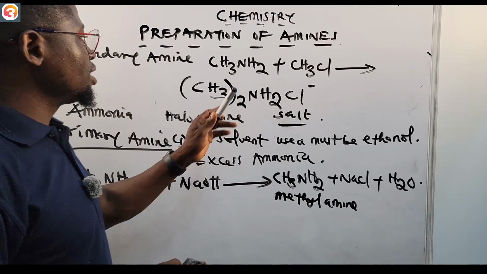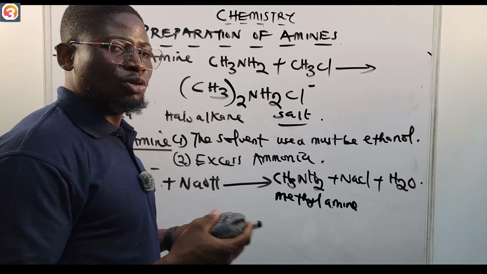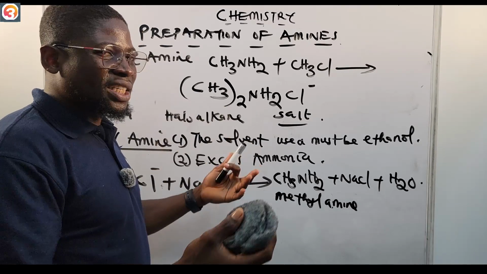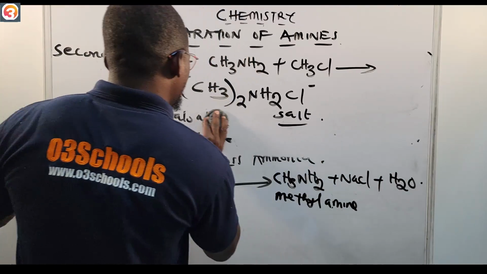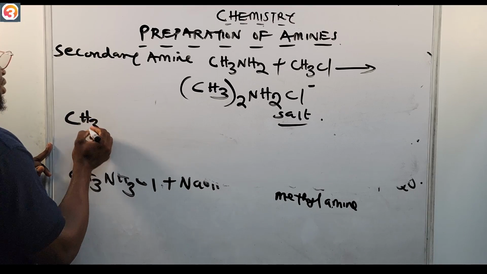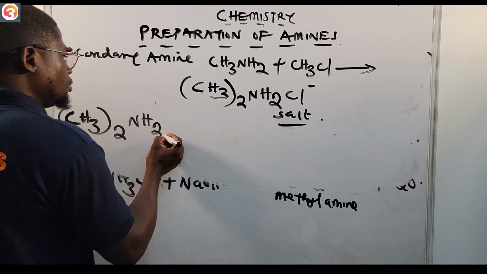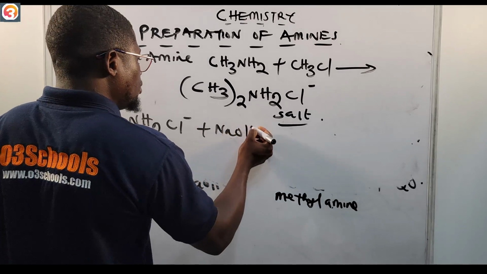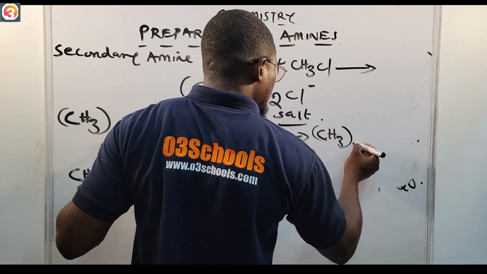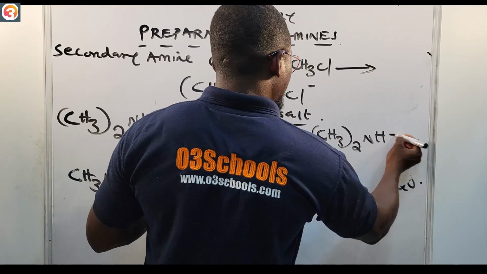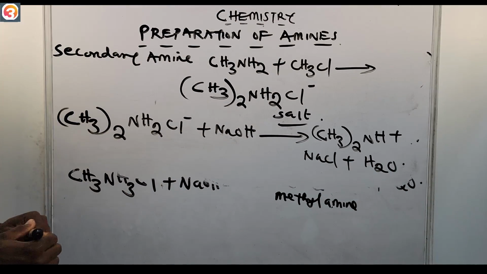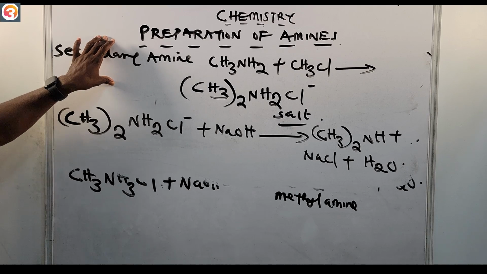But we do not want this salt. Our purpose is not to produce a salt. Our purpose is to produce a secondary amine. So what we do is to further react it with sodium hydroxide. So we have our salt, (CH3)2NH2+Cl-, plus NaOH. Once this is done, I'm going to have our secondary amine (CH3)2NH, plus NaCl, plus H2O. So it's as simple as ABC. So we have produced our secondary amine.